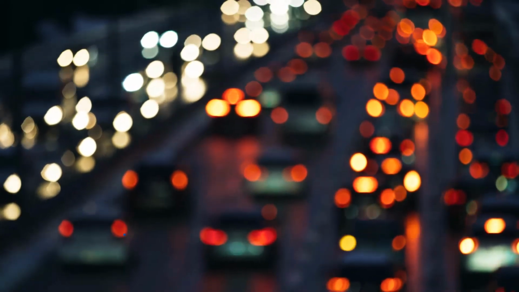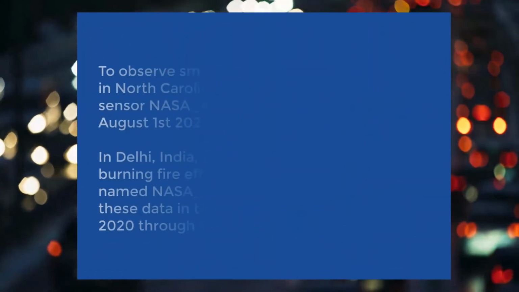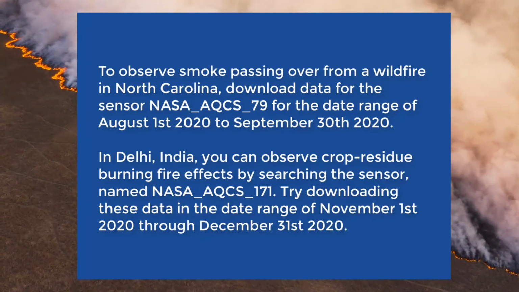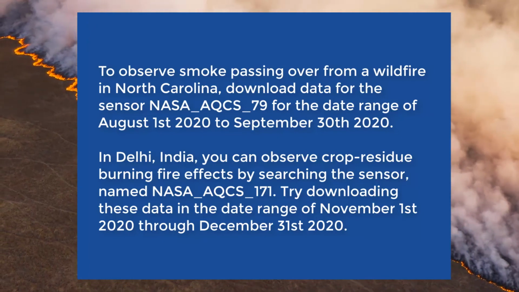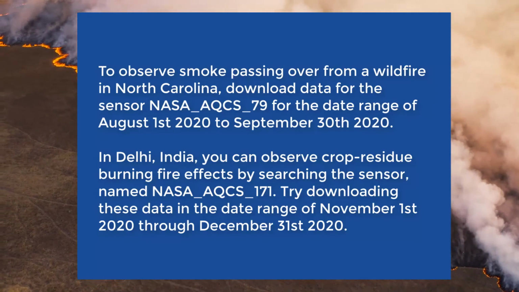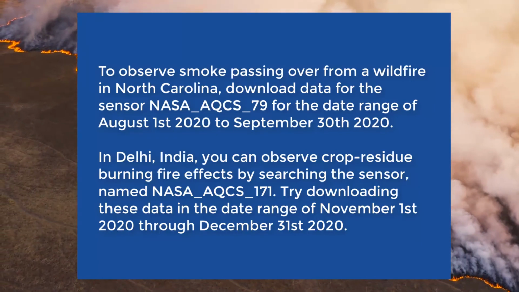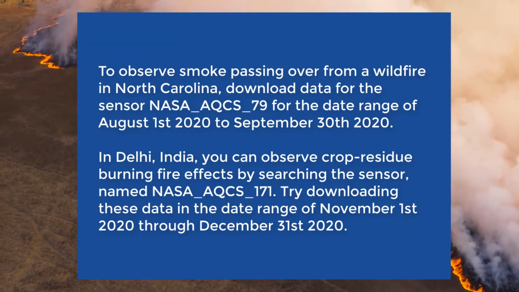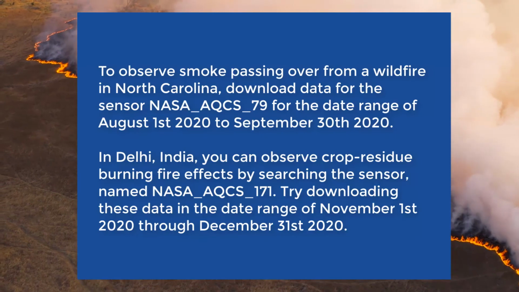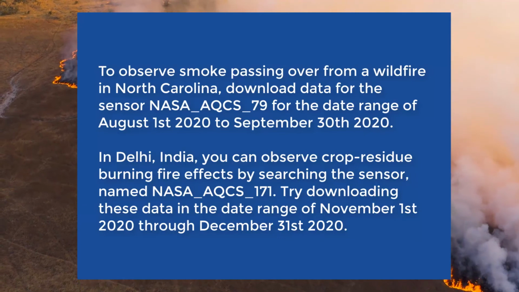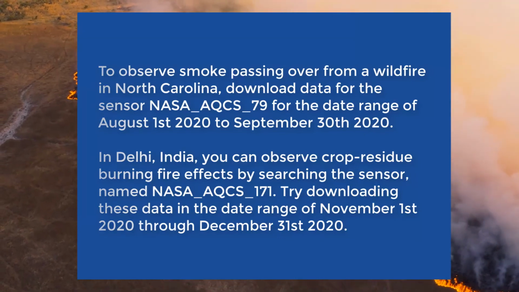If you'd like to download data from our other regions of sensor deployment, try these as examples. To observe smoke passing over from a wildfire in North Carolina, download data for the sensor NASA_AQCS_79 for the date range of August 1, 2020 to September 30, 2020. In Delhi, India, you can observe crop residue burning fire effects by searching the sensor named NASA_AQCS_171. Try downloading these data in the range of November 1, 2020 through December 31, 2020.